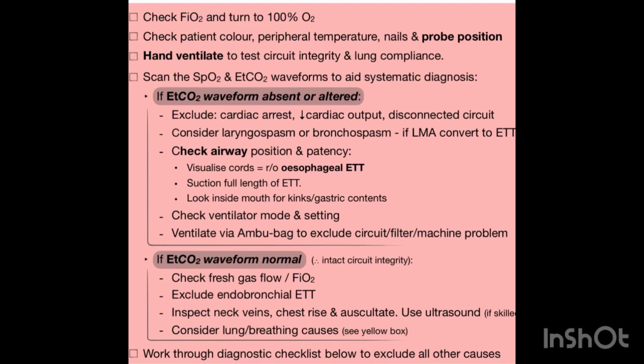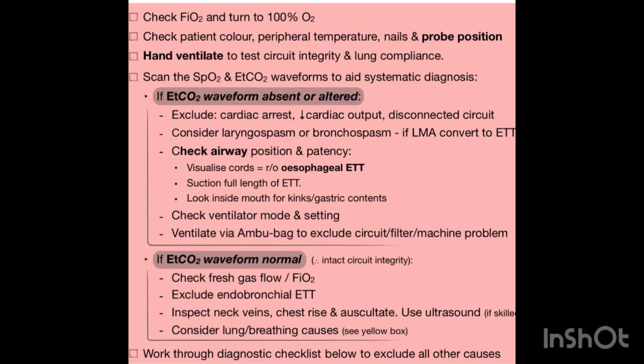Consider laryngospasm or bronchospasm if LMA is converted to ET tube. Check airway position or patency. Visualize the cords for an esophageal ET tube. Suction the full length of the ET tube. Look inside the mouth for kinking or gastric contents. Check ventilator mode and settings. Ventilate via ambu bag to exclude circuit, filter, or machine problems.